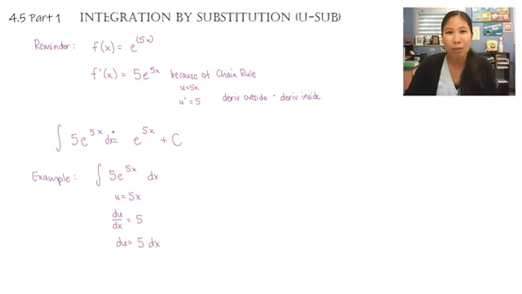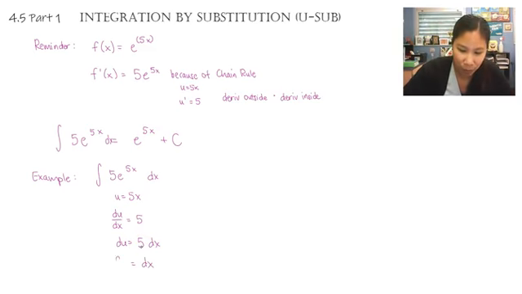The reason I want this is, do you see how in my problem I have that dx there? I actually want to get dx by itself, because my goal with USub is to rewrite my entire problem only in terms of u instead of using x's. So I'm going to rewrite du equals 5 dx one more time to get dx by itself. I'm going to divide both sides by 5. Now I'm going to come back to my original problem.